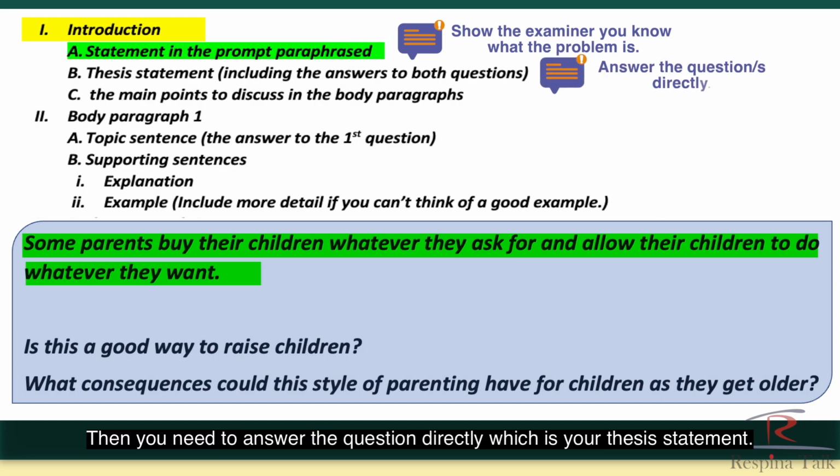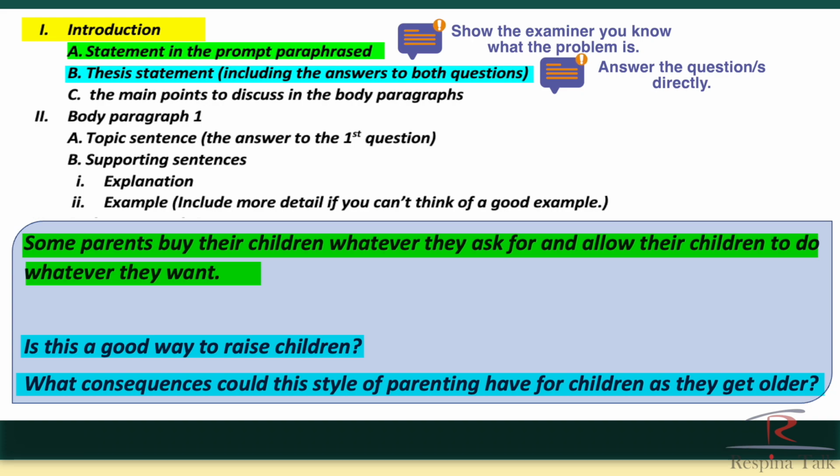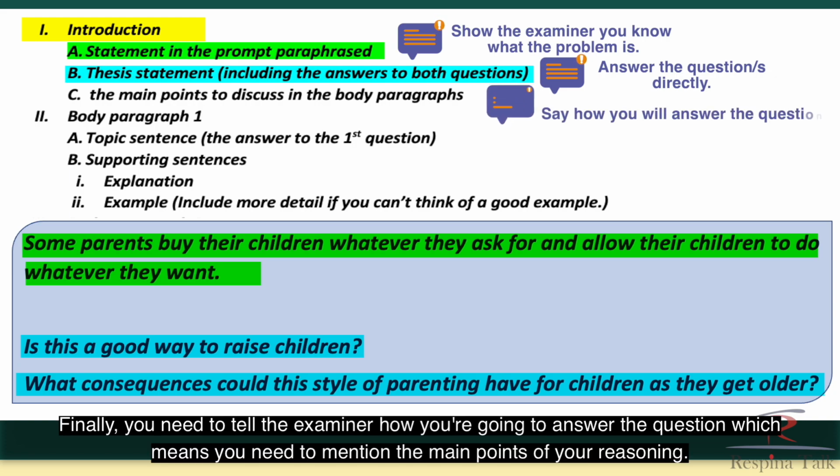Then you need to answer the question directly, which is your thesis statement. Finally, you need to tell the examiner how you're going to answer the question, which means you need to mention the main points of your reasoning.